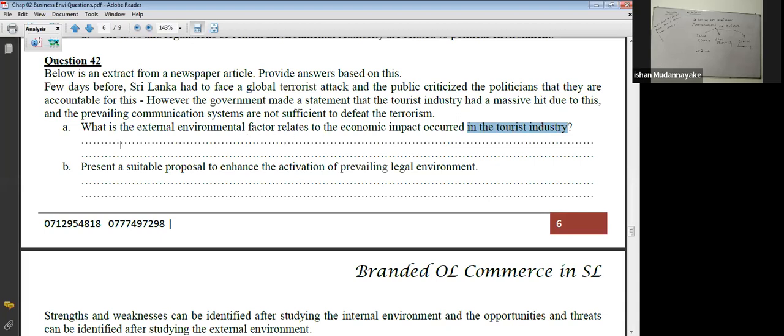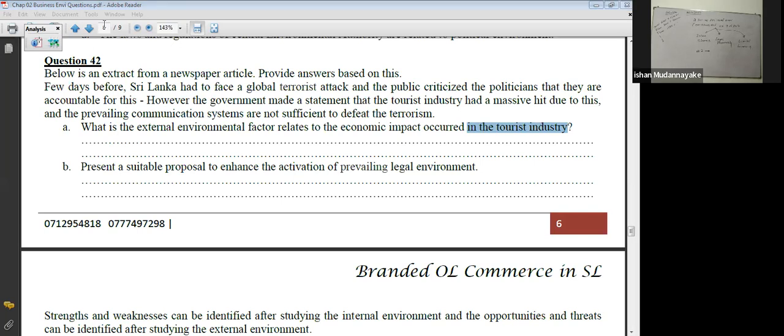Basically, students, we can take political environment. Yes, we can take political environment. We have unstable political environment. Okay, finally, here one of the close answers for this is political environment. Okay, we can take political environment.